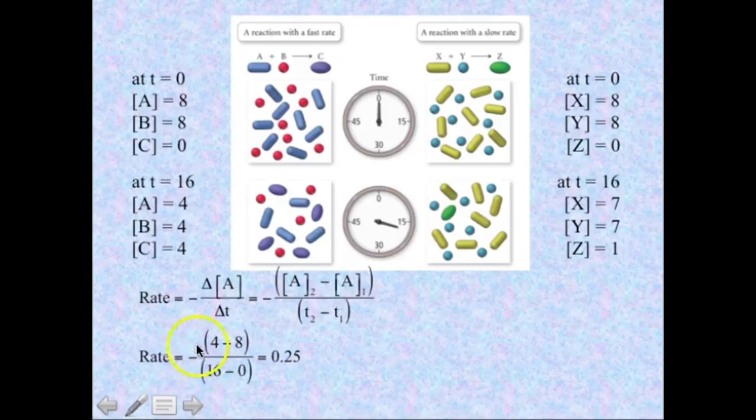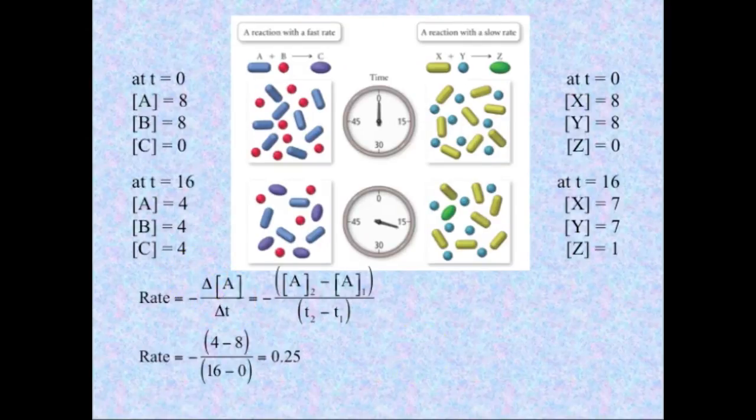That's why that minus sign is there in the first place, to put in a correction factor for the fact that the change in concentration when you're working with reagents is going to be a negative number based on final minus initial. At any rate, you do the reaction and you come up with, again, 0.25. You come up with the same rate of the reaction as when you focused on the formation of product C.